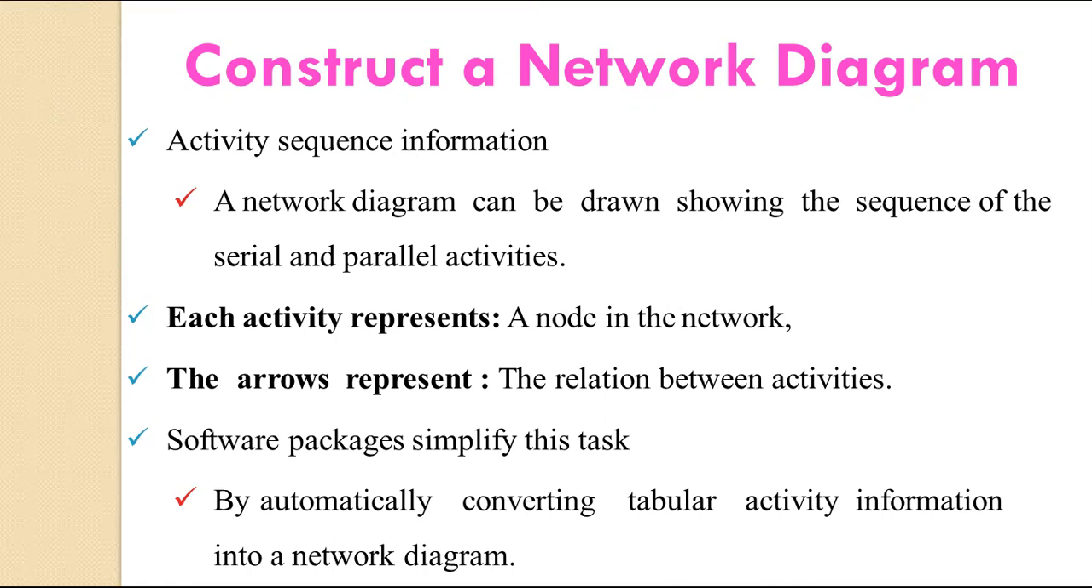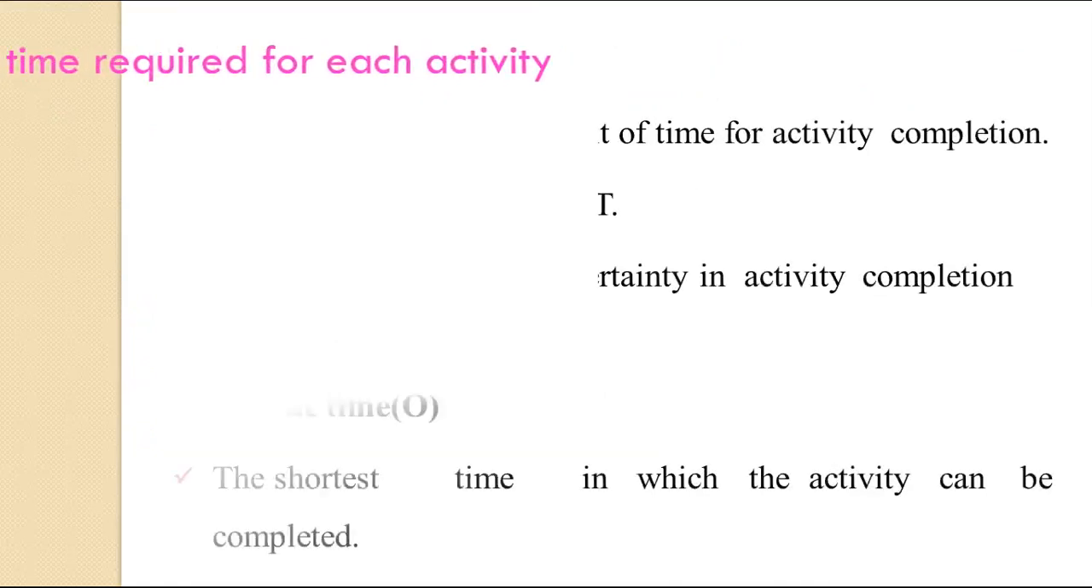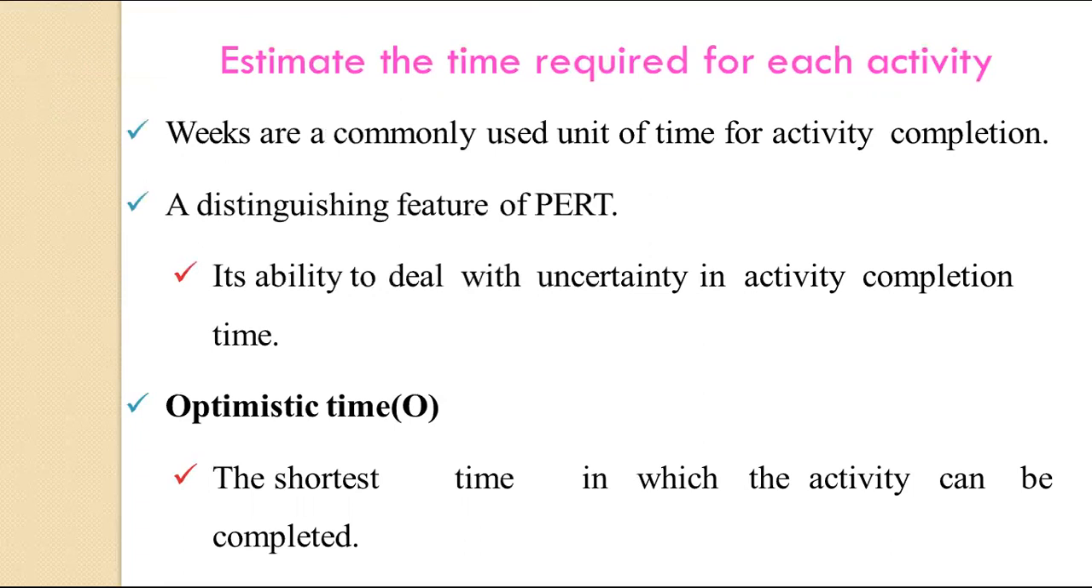So here we need to estimate the time required for each activity. Weeks are commonly used as the unit of time for activity completion. Sometimes it can be days. A distinguishing feature of PERT is its ability to deal with uncertainty in the activity completion time. And coming to optimistic time, the optimistic time is the shortest time in which the activity can be completed.